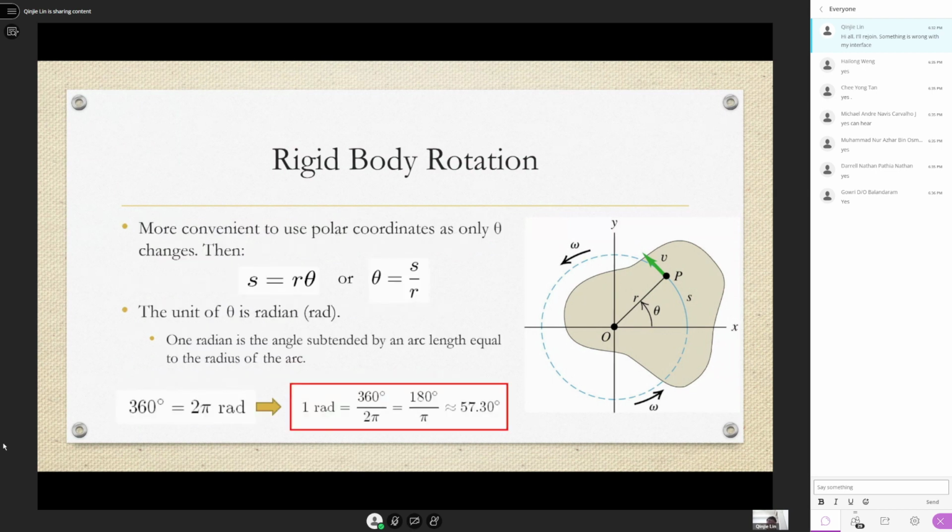For rotation, it's more convenient to use polar coordinates. For rotation in general, we'll be using polar coordinates, which give an easier form and an easier way to write things. Polar coordinates are actually made to study circular motion.